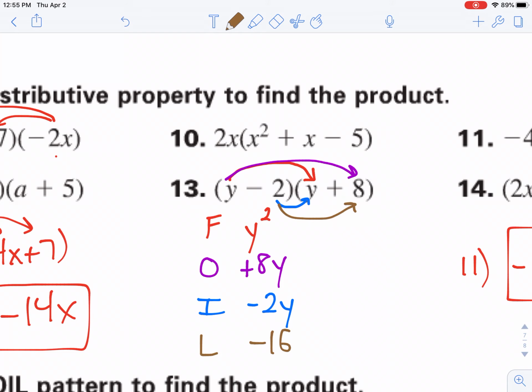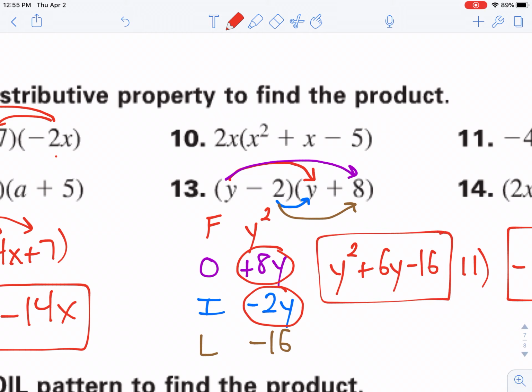So these four results are going to be in our answer, but you'll always have like terms. See the positive 8y and the negative 2y? You could combine those and you get positive 6y. And that is your answer right there. Y squared plus 6y minus 16.